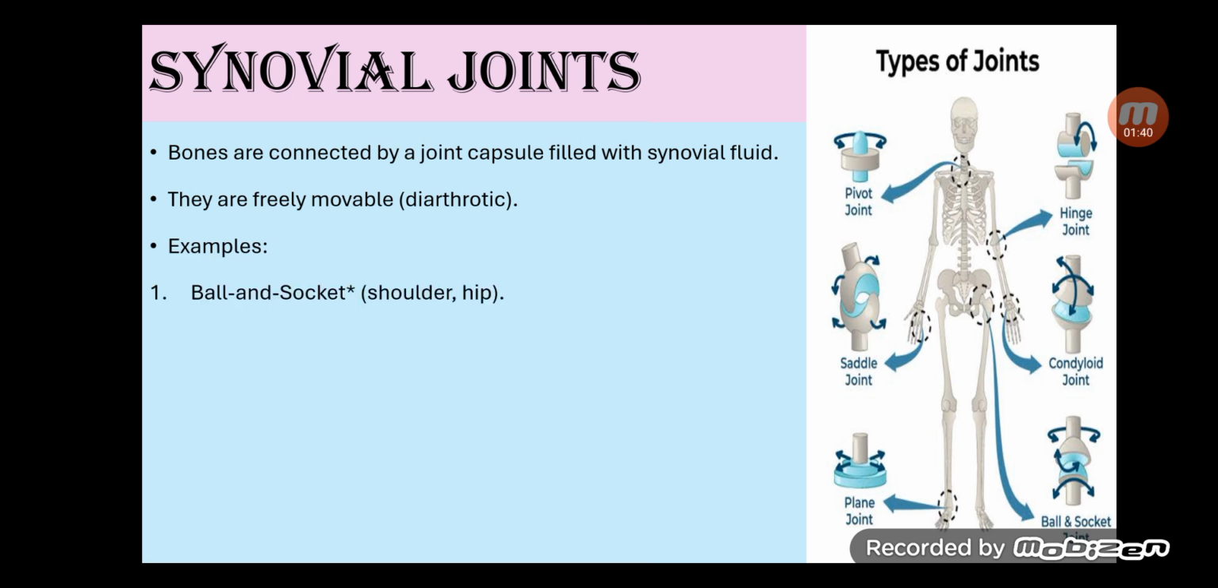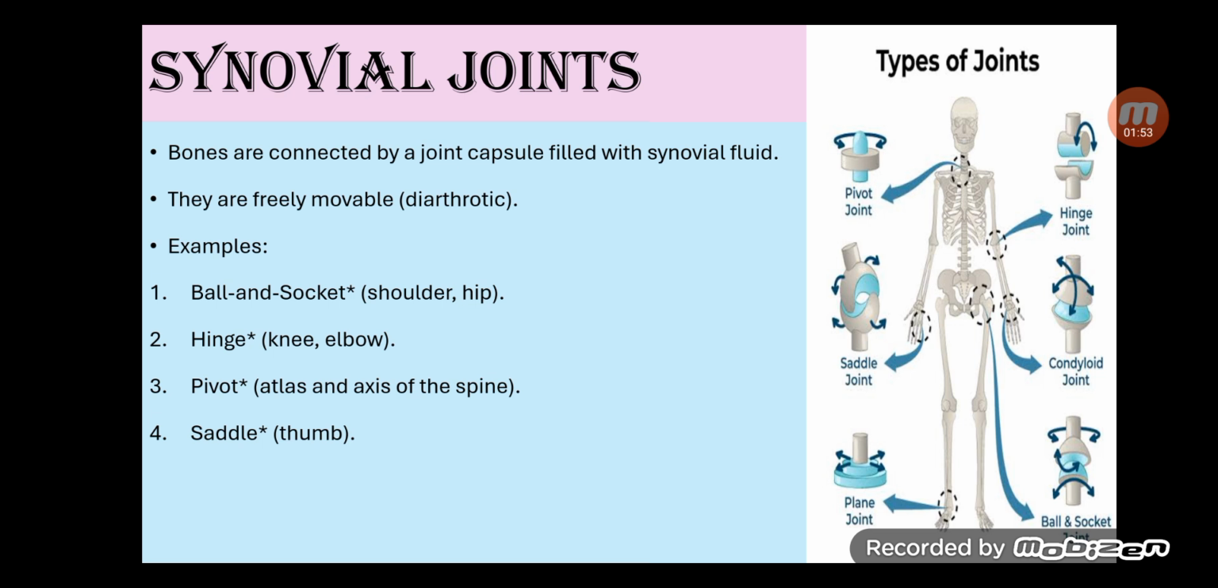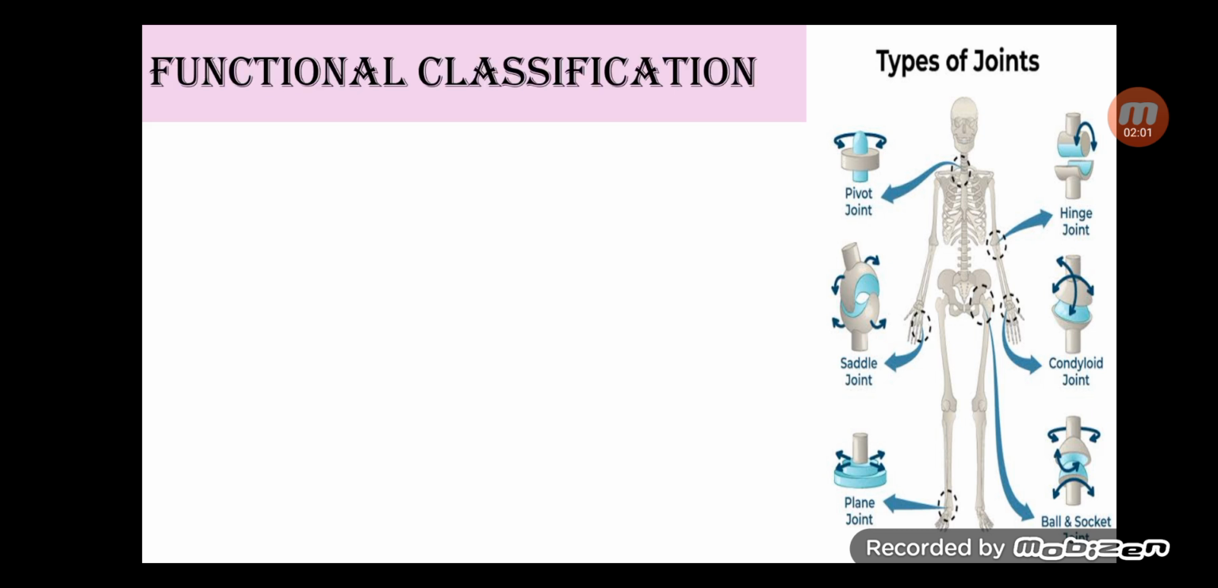Examples of them include ball and socket joint, that is present in shoulder and hip, hinge joint, that is present in knee and elbow, pivot joint, that is present in atlas and axis of spine. Then there is saddle, that is present in thumb, condyloid joint, that is present in wrist, and gliding, that is in intercarpal joints.